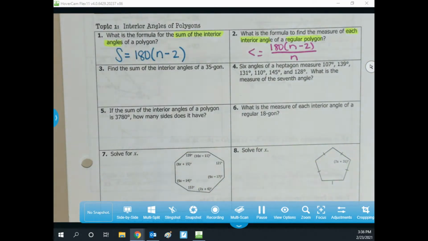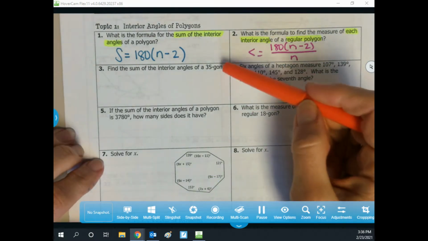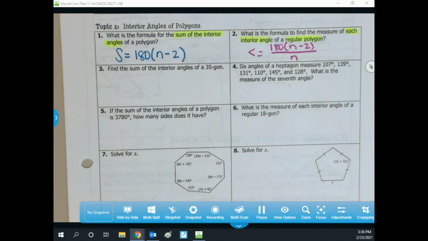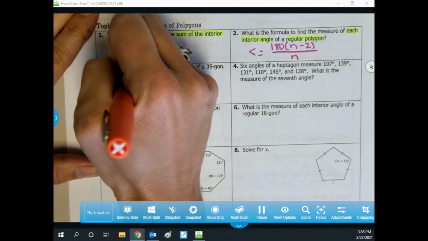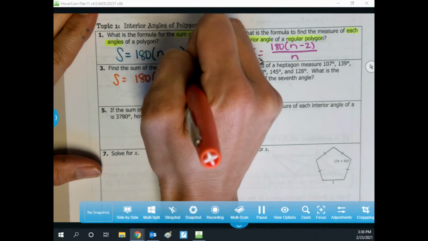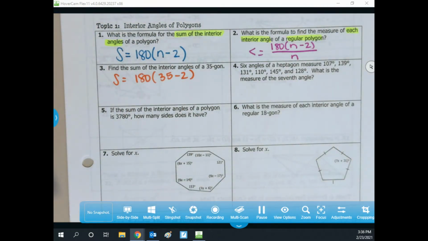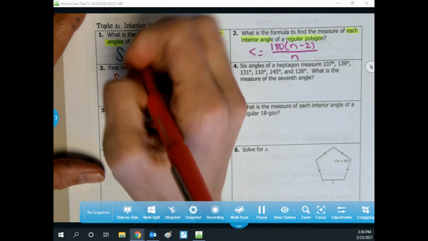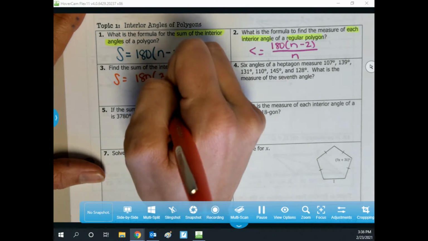Number 3, it says find the sum of the interior angles of a 35-gon. So go ahead and figure that out using the formula from number 1. All right, and hopefully you saw that you did S equals 180 times 35 minus 2. And using your calculator, if you do 180 times 35 minus 2, you get 5,940 degrees for those angles.